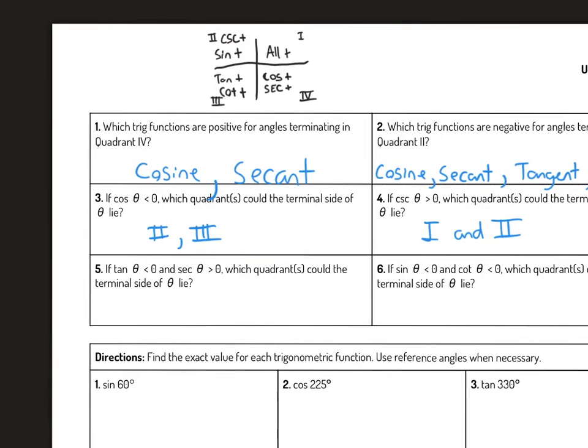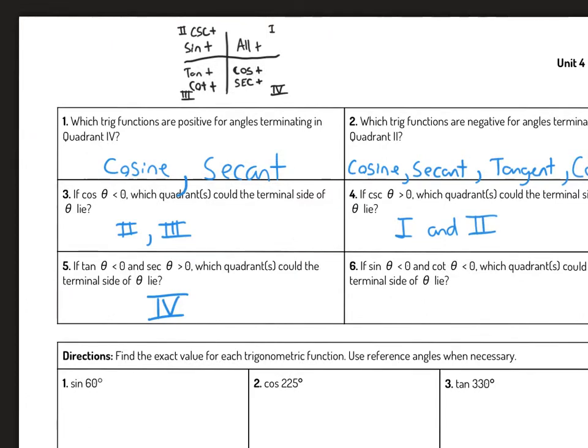If tangent theta is less than 0 and secant theta is greater than 0, in which quadrants could the terminal side of theta lie? So where is tangent negative and secant positive? So secant is positive in the fourth quadrant, and in that quadrant, tangent is also negative. Secant is positive in the first quadrant, but tangent is also positive in that one. So the only answer that this one could be is 4.